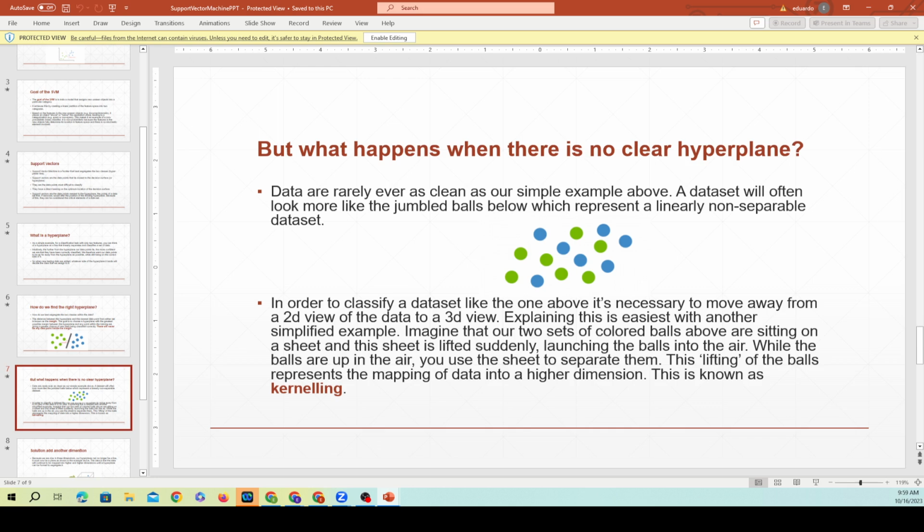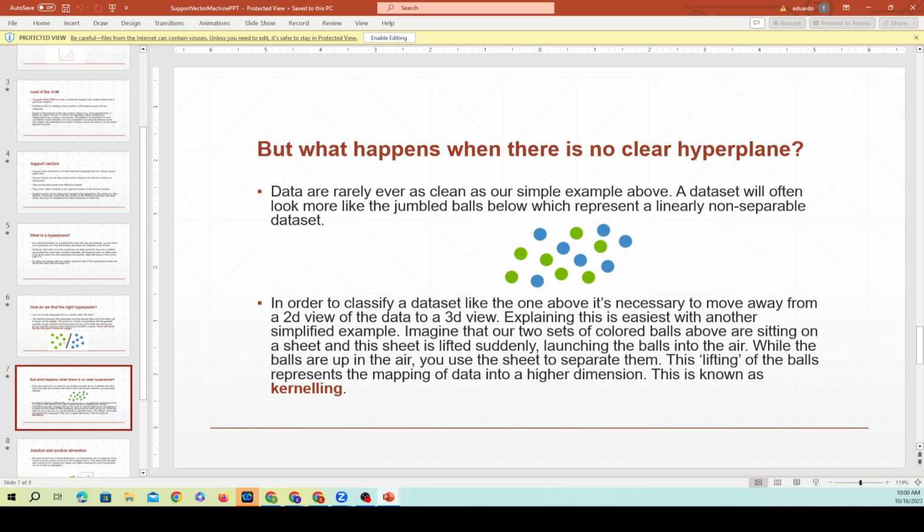So one of the problems that we could reach here is, what if we cannot find a straight line? Data are rarely ever as clean as our simple example above. A data set will often look more like a jumble of balls below, which represent the linear non-separable data set. So for example here, let's say that we have this data and we want to separate the greens and the blues. How can we do it with a linear line? That is not possible. We can't do that.